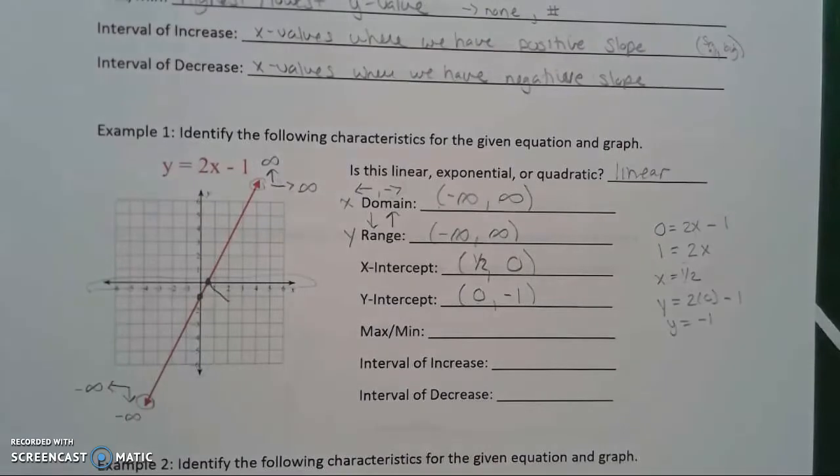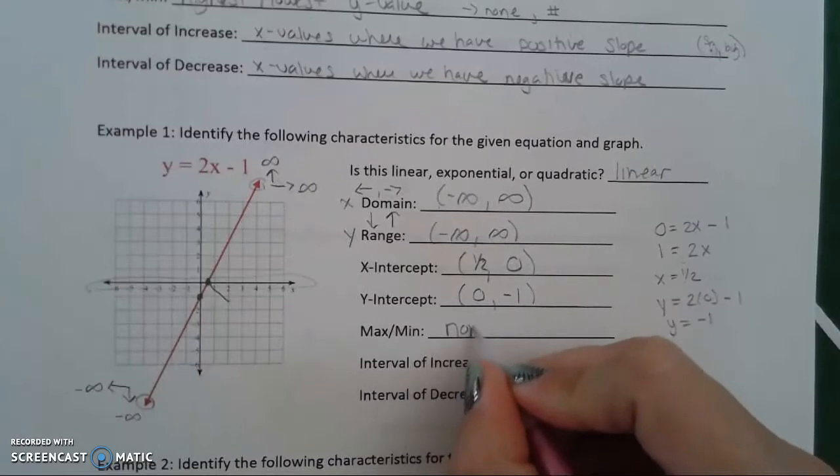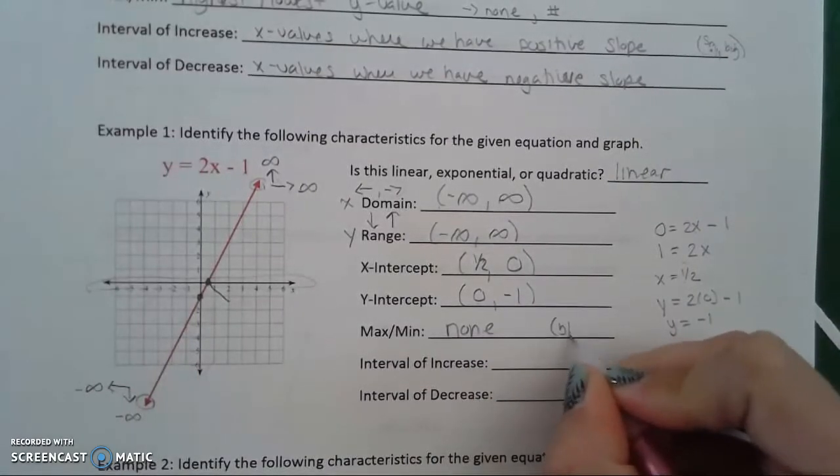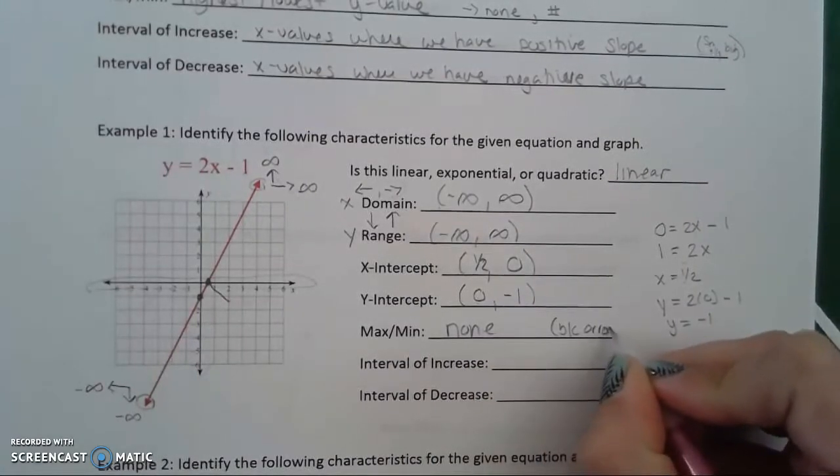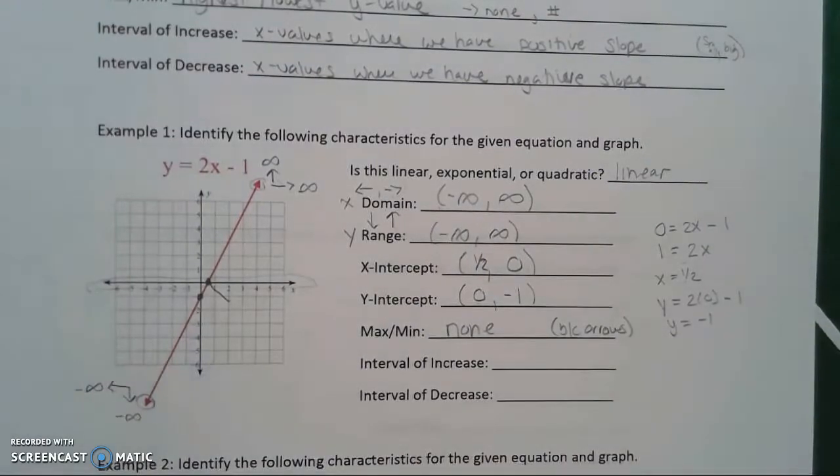Okay, max and min, okay, if this thing goes up forever and down forever, it will never get to the highest point. So this is going to be none, and I'm going to put off on the side because of the arrows. Okay, because it goes on forever, you need to make sure you know that it will not have a max or a min.